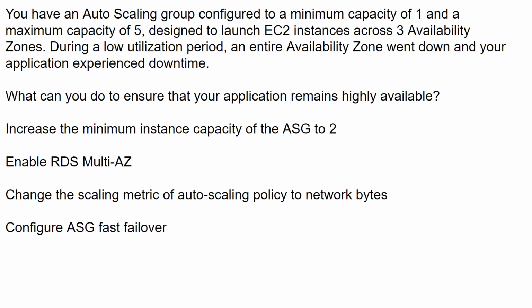During a low utilization period, an entire availability zone went down and your application experienced downtime. What can you do to ensure that your application remains highly available? Increase the minimum instance capacity of the ASG to 2. Enable RDS Multi-AZ, change the scaling metric of the auto-scaling policy to network bytes, configure ASG fast failover.